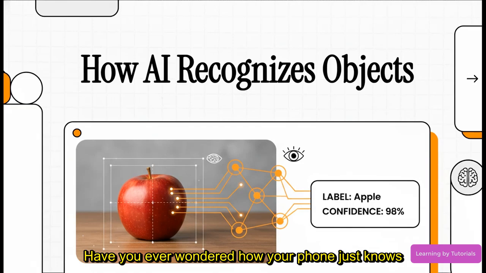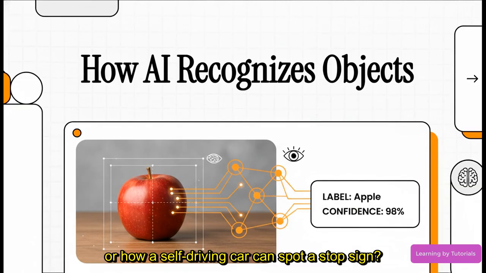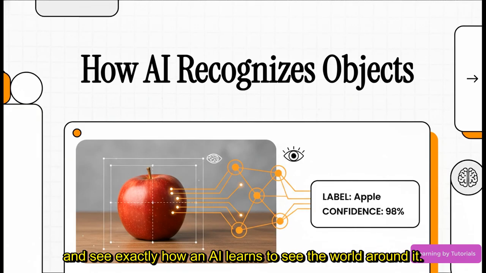Have you ever wondered how your phone just knows where the faces are in a photo? Or how a self-driving car can spot a stop sign? It really does feel like magic. But today, we're going to pull back the curtain and see exactly how an AI learns to see the world around it.